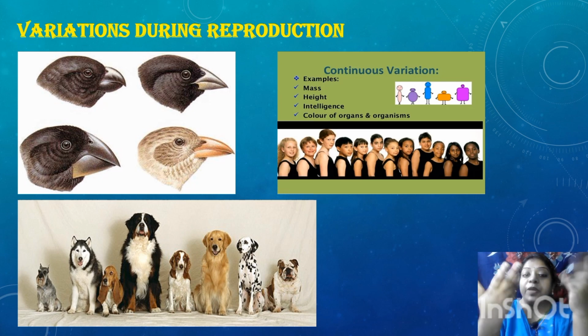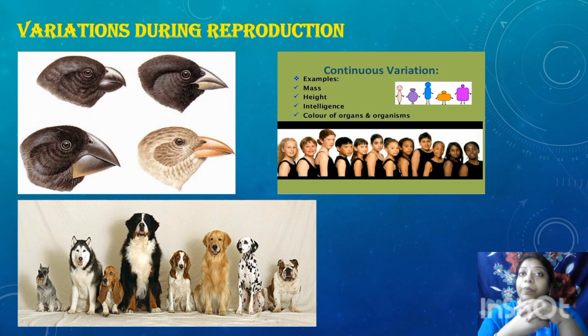Of course, in the next picture you can see the beautiful puppies, the dogs. There itself you can see many species, right? Many variations in the species you can see. One is not the same. So these are the best examples of variation, especially which takes place during the process of reproduction.